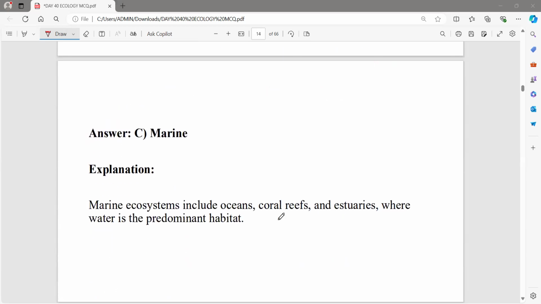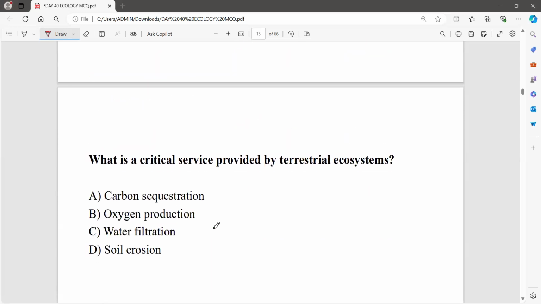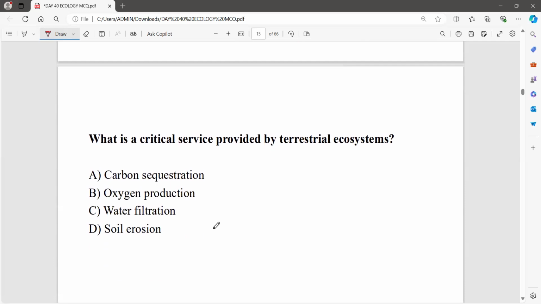That will be the marine. The marine ecosystem is the one which includes the ocean, coral reefs, and estuaries, where water is the predominant habitat. Now, which is a critical service provided by the terrestrial ecosystem? Whether it will be carbon sequestration, oxygen production, water filtration, or soil erosion.